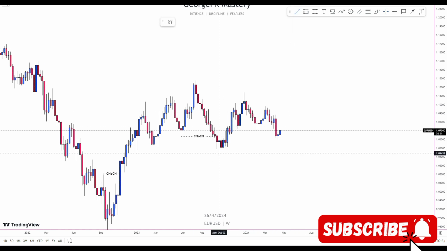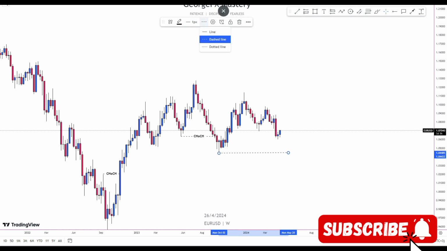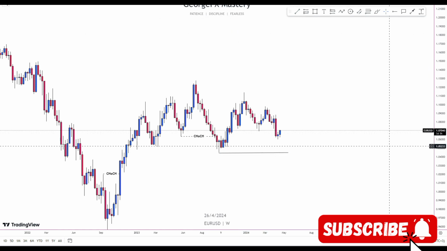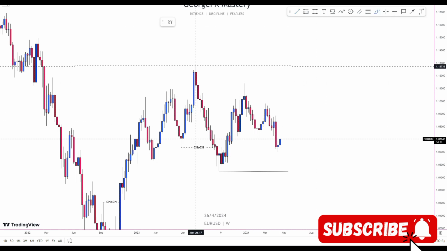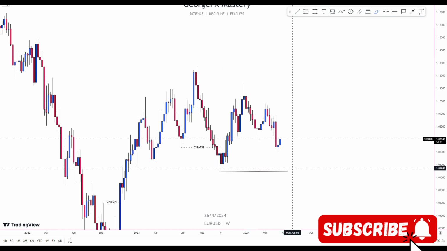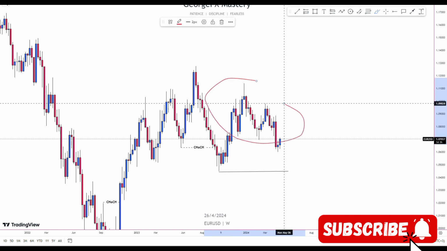In case price trades and closes below here, that is where we can have a potential break of market structure. But as long as price has not traded below here, we have no break of market structure right now, and the market is currently undecided, because we haven't gone past this high, and we also haven't gone past this low. So the market is very, very undecided. We are just in here, which means we are choppy.